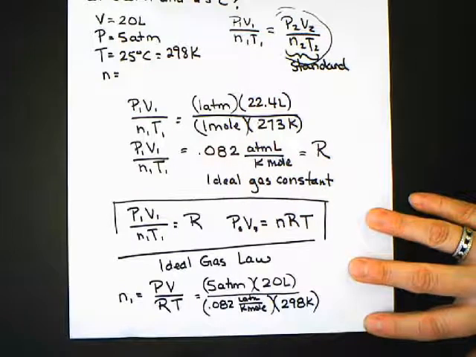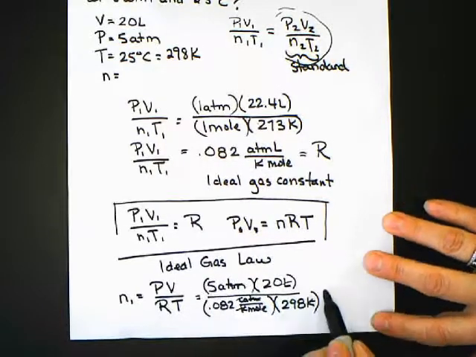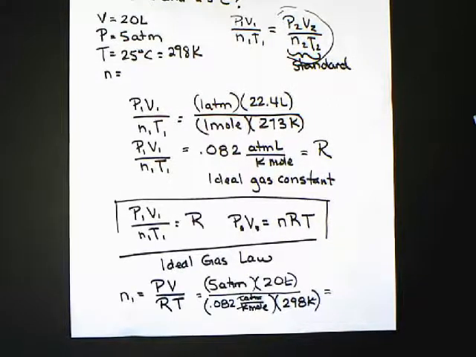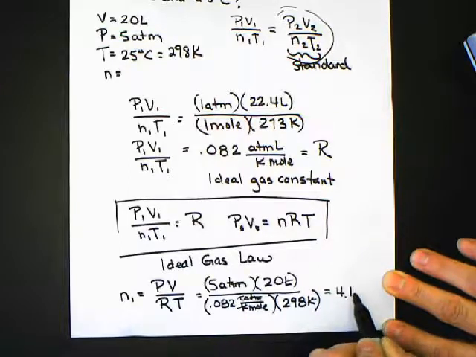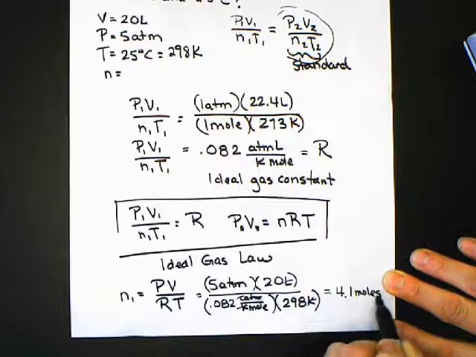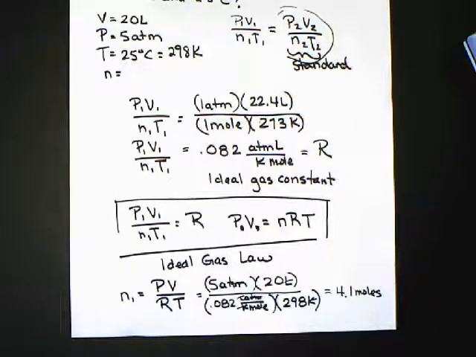So if I solve this problem, give me a moment to pull out the calculator. It turns out that I have just slightly over 4 moles of gas in that container. So it's a little bit shorter than the combined gas law because you already know one side of the equation. You are most likely going to see the ideal gas law written as PV equals nRT. That's the more common way to see it written.